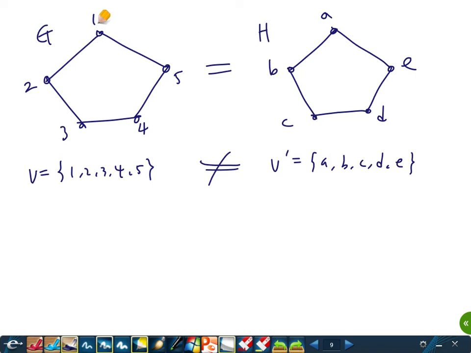But these labelings are not what we really care about. The thing is the structure of this graph. They look exactly the same. They have exactly the same shape. So we want to say that they are, in some sense, the same graph, even though their labels are different. We want to introduce some kind of concept so that we can say that they are the same graph.